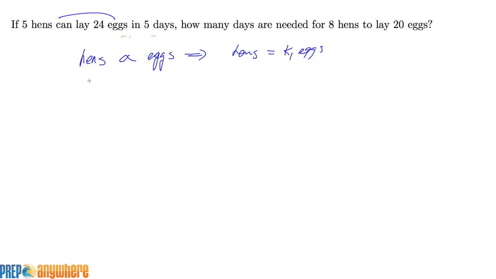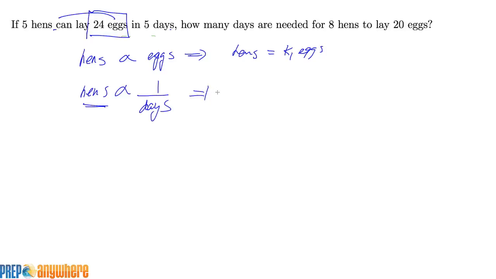Okay. Now let's consider, you can do eggs and days, or you can do hens and days. It doesn't really matter. Okay. So let's do hens and days. Now we're fixing the eggs. We want to get to 24 eggs. So if you have more hens, will it take more days or less days? Less. So that tells you it's inversely proportional.